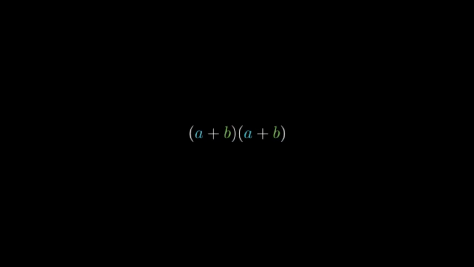When multiplying 2 binomials, the FOIL method gives us a structured approach. FOIL is an acronym representing the order in which we multiply: first terms, outer terms, inner terms, and last terms. This systematic approach ensures we don't miss any combinations. We start with F, which stands for first. We multiply the first term of each binomial, which gives us a times a. Using the laws of exponents, a times a equals a squared.